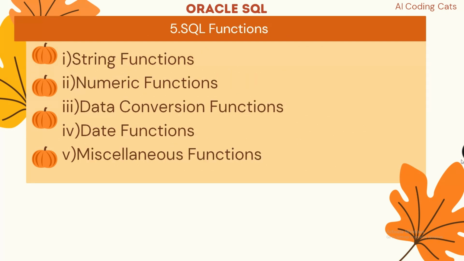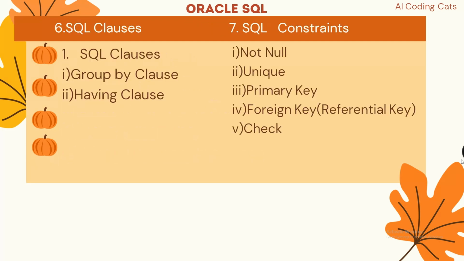The fifth one is functions. What are the string functions? What are the numerical functions? What are the date conversion functions, date functions, and miscellaneous functions? The sixth one is clauses. What are the clauses in SQL? For example, group by clause, having clause, where clause. So like this, how to use them and at what time and where we need to use these clauses.